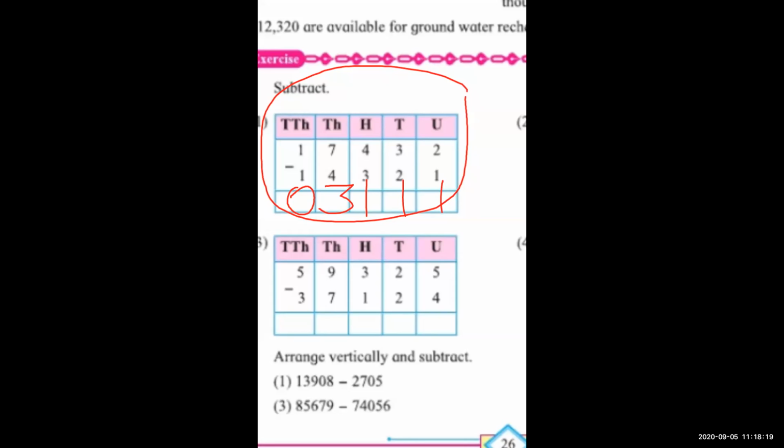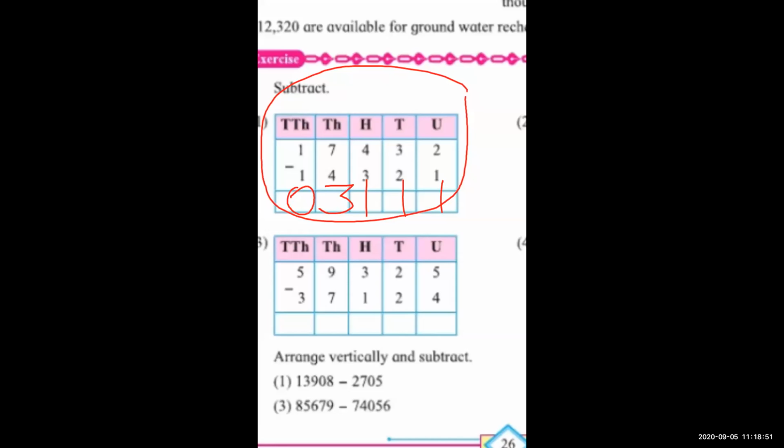Tell me, in which order is it, horizontal or vertical? Give me the answer in the chat box. This sum which I put in red color, is it in horizontal or vertical order? Give me a response in the chat box. Yes, good. It's a vertical order. Very nice.